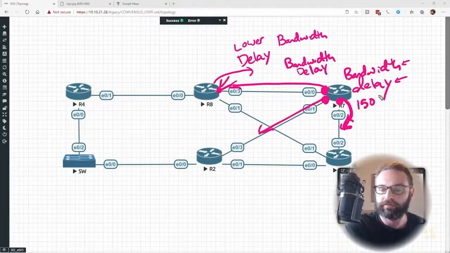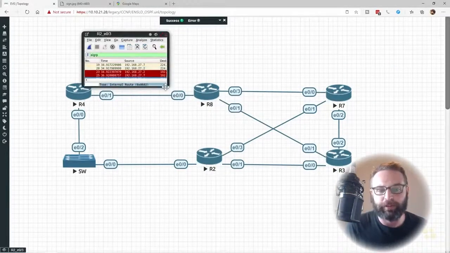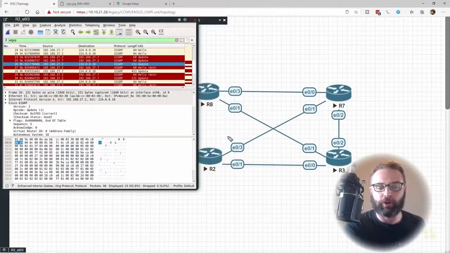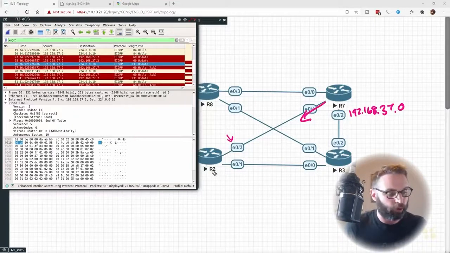So now let's actually see that in action, because that's kind of a complicated thing to grasp and wrap your head around. What we're looking at again is R2's perspective. We're looking at the E03 interface. This subnet right here is the 192.168.37.0 subnet. So R7 has advertised this subnet down towards R2.